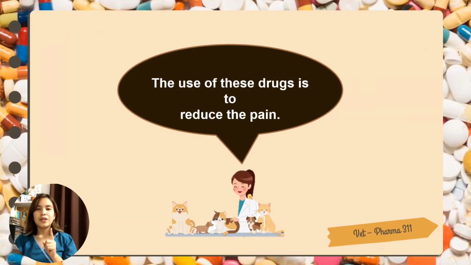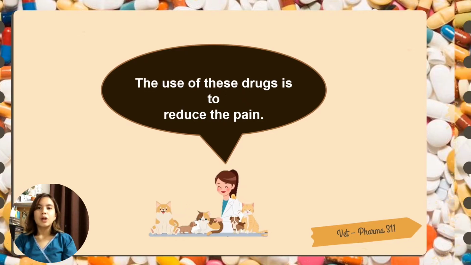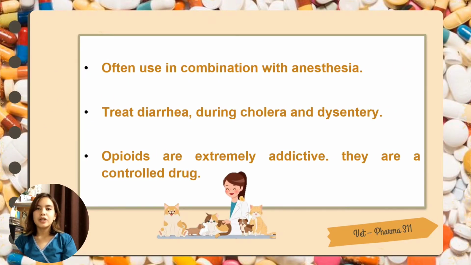The use of these drugs is to reduce pain. We often use them in combination with anesthesia to reduce the amount of anesthetic needed. And originally, oddly, who knew, opioids were used to treat diarrhea during the days of cholera and dysentery.